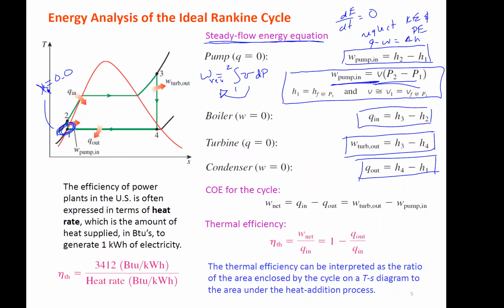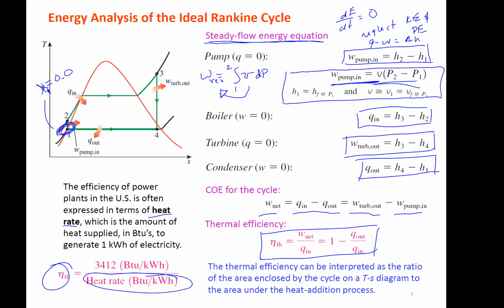All right, so then we use our work net, which is turbine work minus the pump work. So work out minus work in, which is Q in minus Q out, which we just looked at. Thermal efficiency, same equation, okay? So work net over Q in, or when we put in Q in minus Q out, we can simplify it to that, okay? Power plants often use this heat rate, which just takes the thermal efficiency and rearranges it, and talks about the BTUs of heat supply per kilowatt hour of electricity.